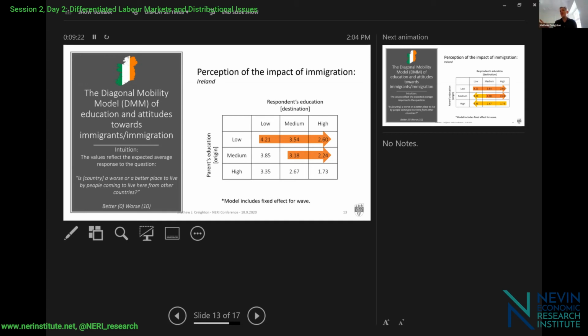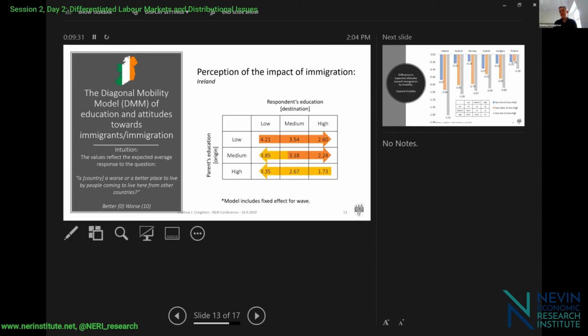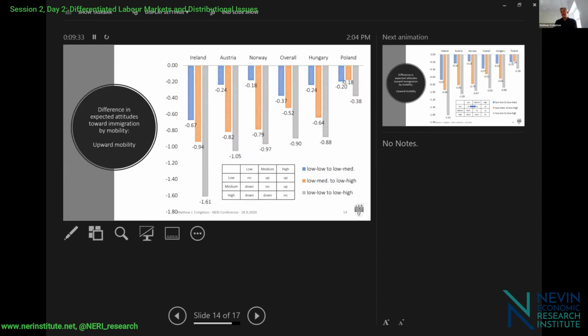And those that are most educated, intergenerationally so, have in Europe some of the lowest levels of antipathy towards immigration observed. That would be the 1.73 in the bottom right. This is another way to look at it here. If you see Ireland on the left, these are just calculated differences in the predicted average perception of immigration. And you can see how far Ireland stands out. So the blue column here would just be for those whose parents have relatively low levels of education.